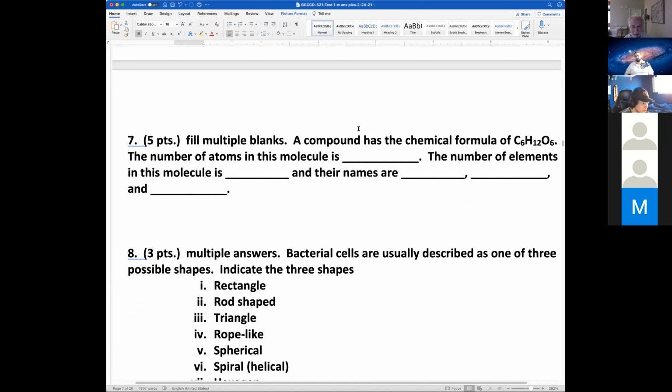Okay, fill in the blanks. Compound has the chemical formula C6H12O6. Number of atoms in this molecule is 24. 24. All right, who said that? Brian did first. Okay, that's correct. The number of elements in the molecule is 3. That was Caesar. And their names are? Carbon, hydrogen, and oxygen. This is Lisha.